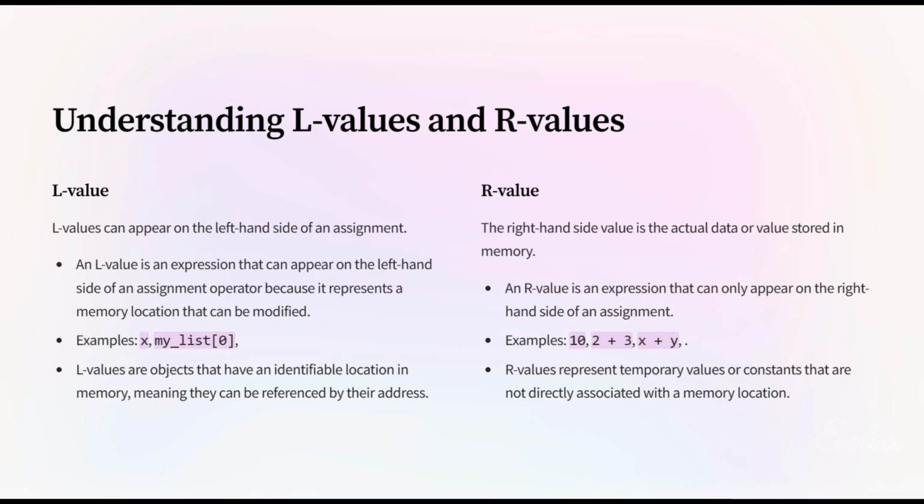Next is a very small topic, which is the concept of L value and R value. Here, A is known as the L value or the LHS part. L value is always a variable. 2 plus 5 is the RHS part, and the R value is always an expression.